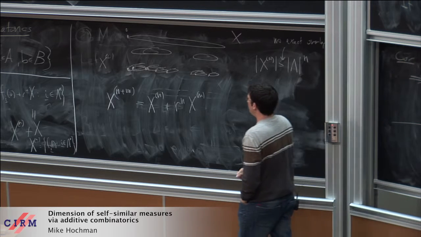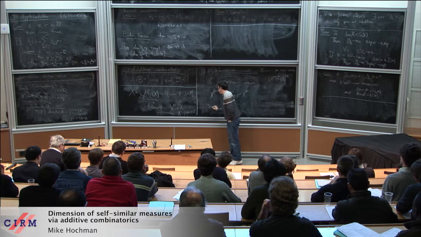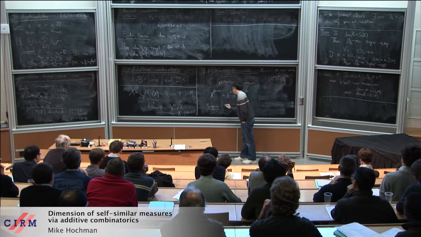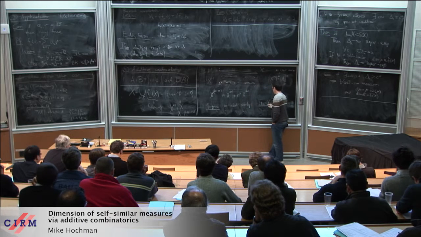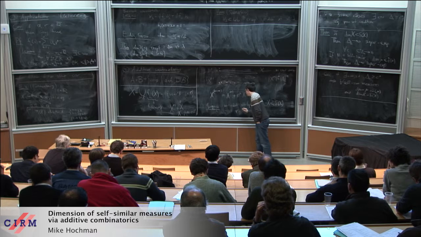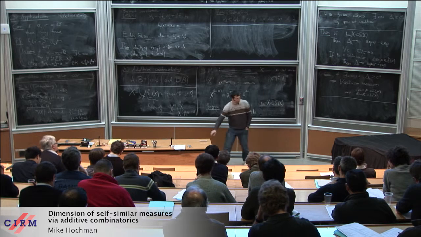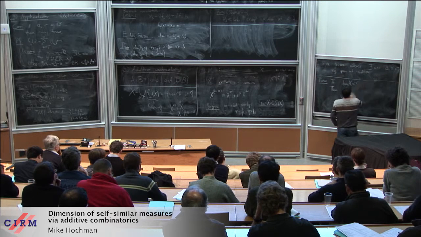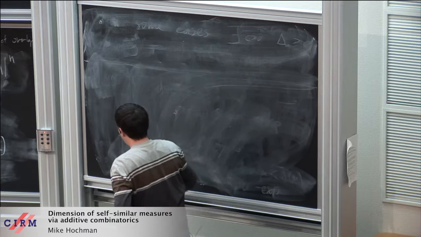Okay, now what can we say about these sets? Let me make some simplifying assumptions. First of all, suppose that there are no exact overlaps. Suppose that the dimension of X is strictly less than delta X. And suppose that the contraction is 1 over p for some integer p. This will make life a little bit easier. And now, let's see what the dimension bound gives us.